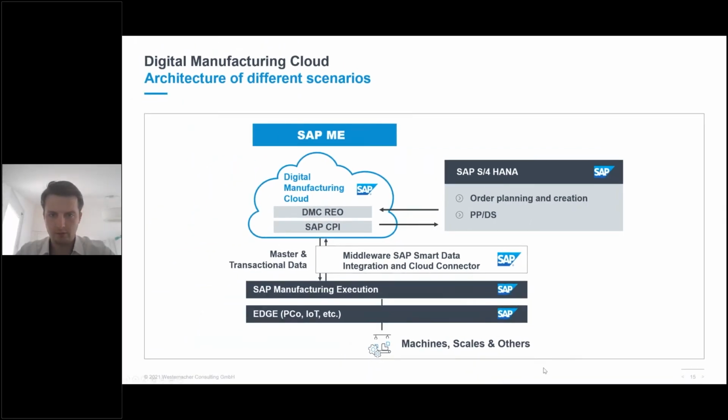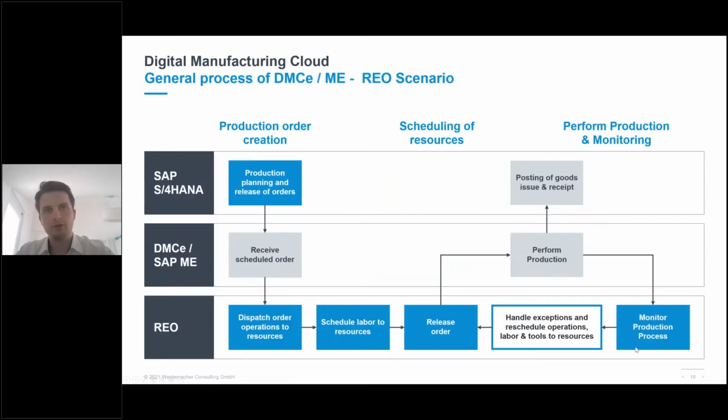Okay, now then, first of all, let's jump into the general process we have. First of all, it has to be said that this process is just one process. There could be, of course, different processes as you wish, as your respective needs are. So first of all, we have the production order creation, probably within the S/4HANA.